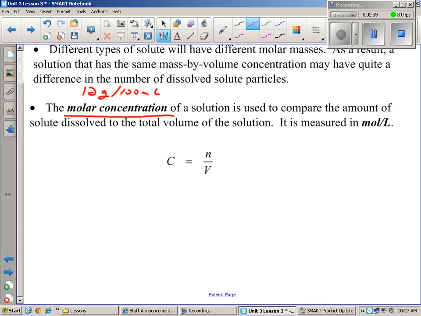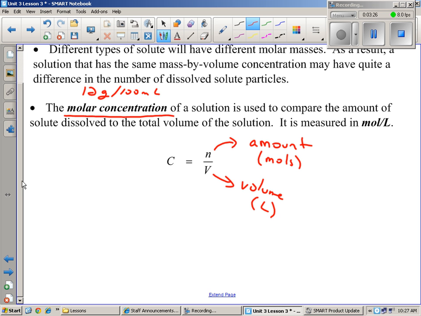So here we go. n is the amount, which we measure in moles. Please copy these down. V is going to be the volume in liters. This formula, once again, will do liters only. And C is what we call the molar concentration, and we measure that in moles per liter. Moles per liter.